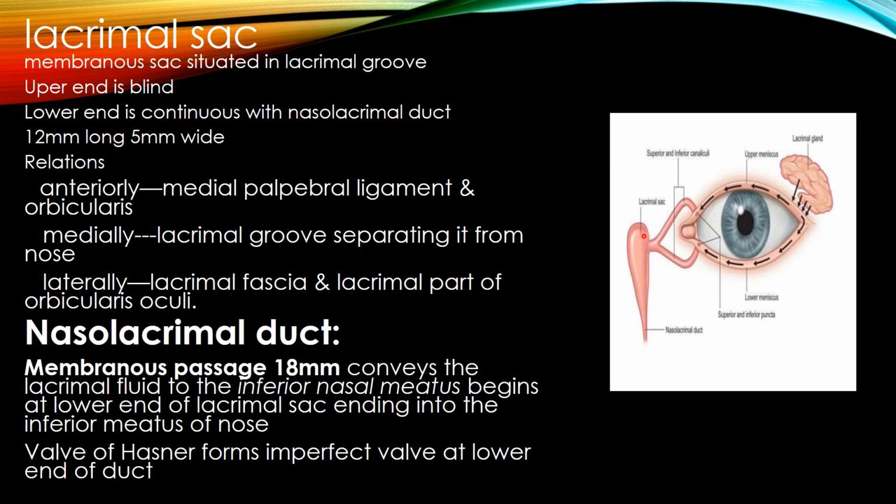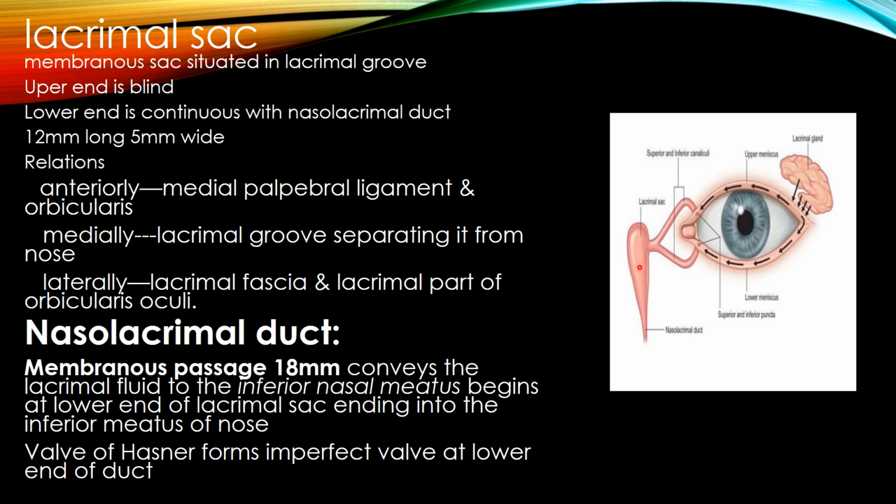Lacrimal sac is a membranous sac situated in the lacrimal groove. Its upper end is blind and inferiorly it is continuous with the nasolacrimal duct. It has some relations. Anteriorly, it has medial palpebral ligament and orbicularis, and medially it has lacrimal groove which separates it from the nose. Laterally, it has lacrimal fascia and the lacrimal part of the orbicularis oculi.